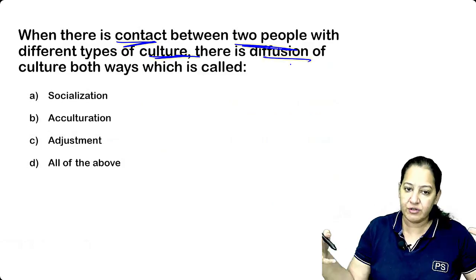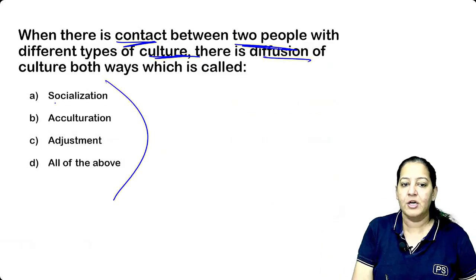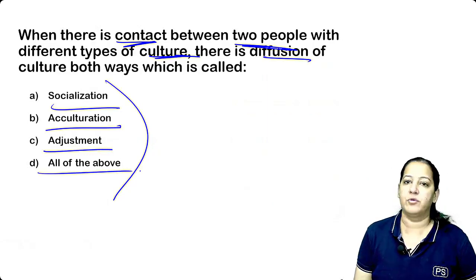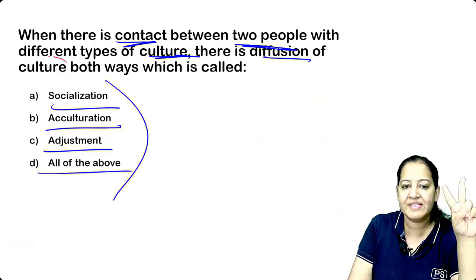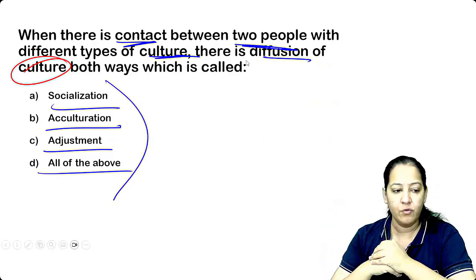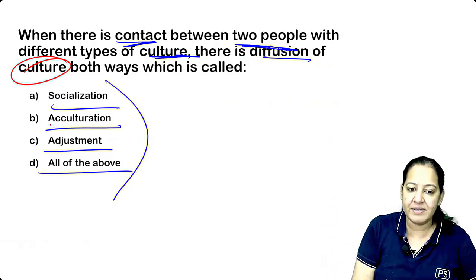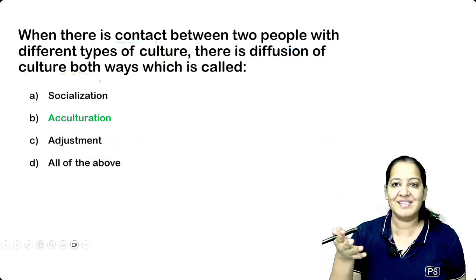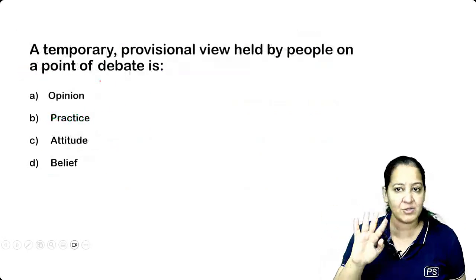So diffusion of the two cultures takes place. What is it known as? Socialization, acculturation, adjustment, or all of the above? What do you call the mixing of two cultures together? Two different people are coming together and mixing the cultures. What is this known as? I told you the term is acculturation, meaning mixing of two cultures. So questions are very simple. Don't try to mug it up. If you have understood, you will be right.